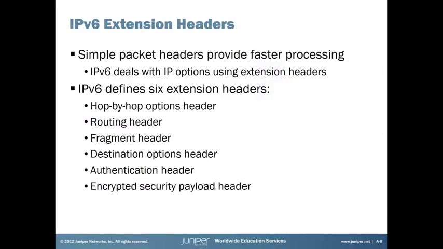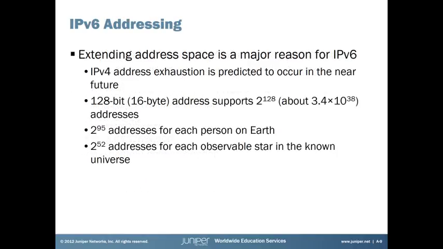Okay, so we have these extension headers, provide faster processing, so they're just things that we don't use very often will go into these extension headers. So we've got a hop by hop, routing header, fragment header, destination options header, authentication header, and encrypted security payload header, which are added on as required. Address space, major reason for having IPv6. IPv4 address exhaustion is predicted to occur in the near future. Well, it's going to occur. We just don't know when.